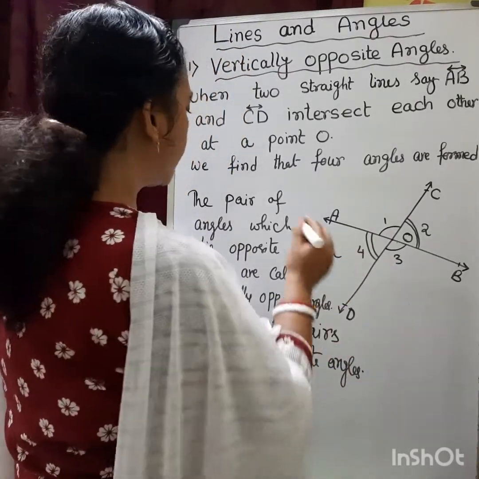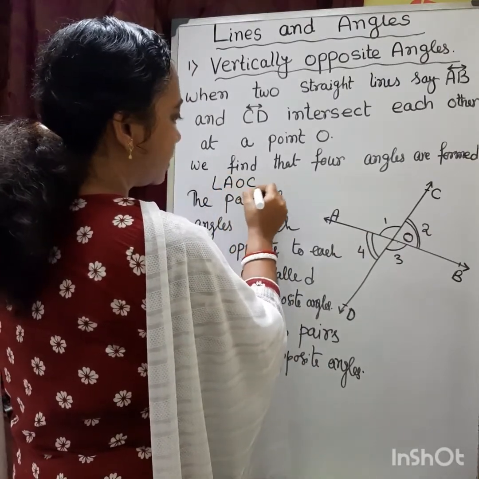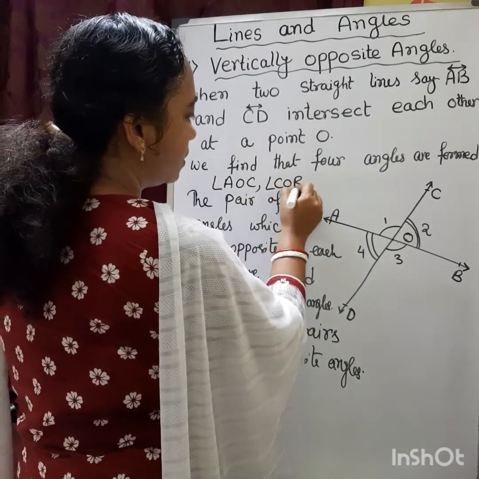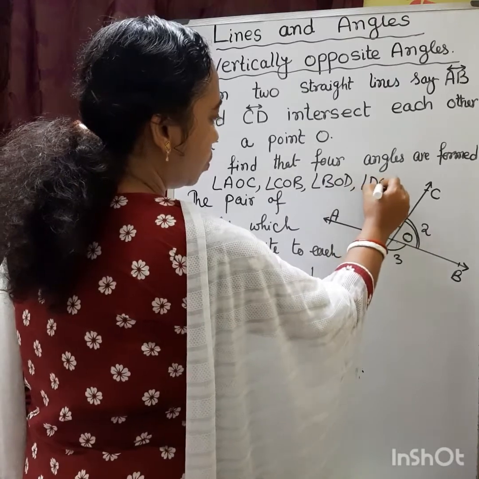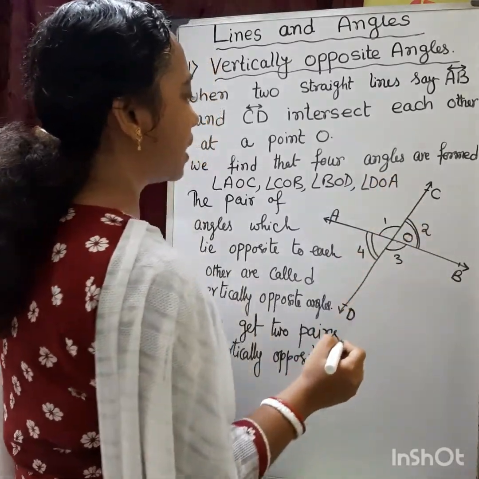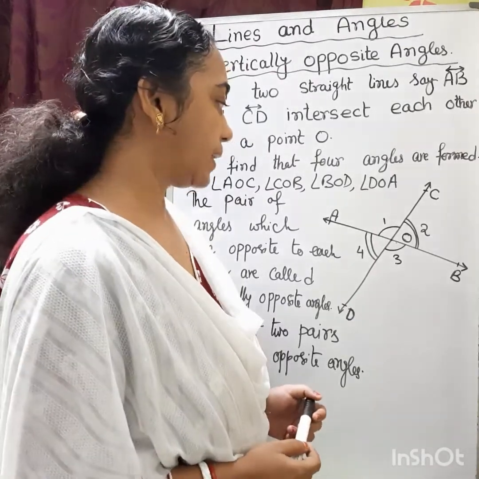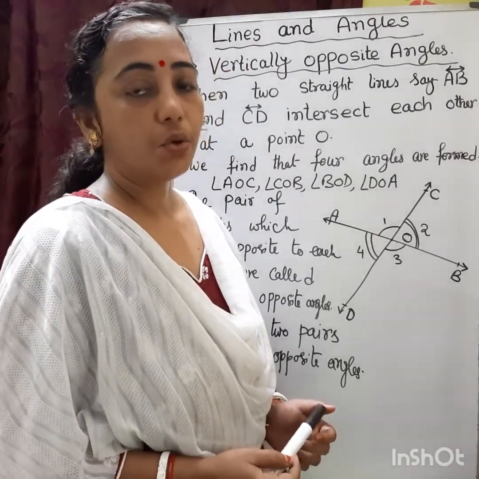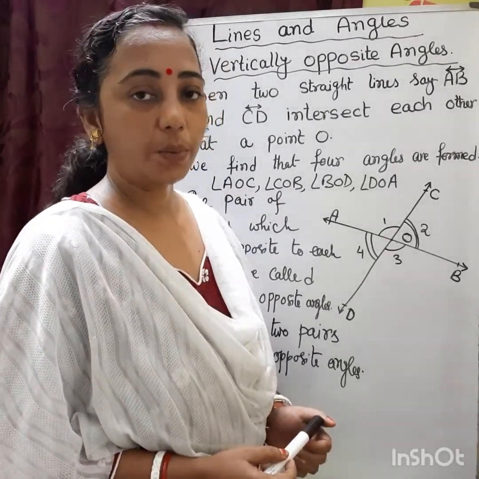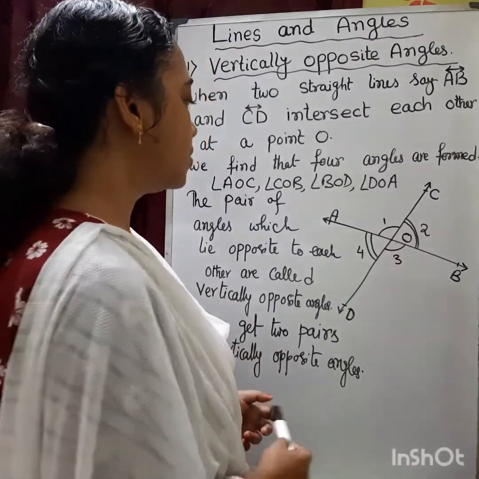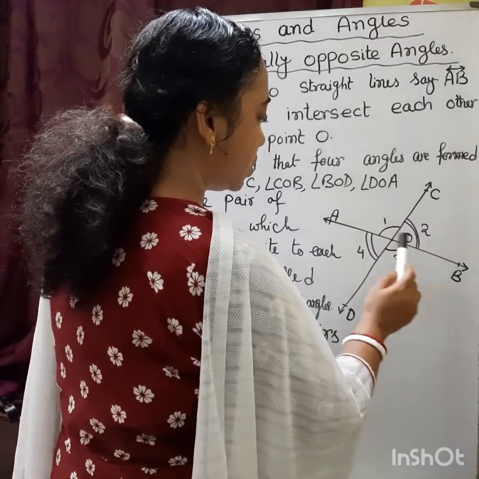So here we can name them. The four angles formed are angle AOC, then angle COB, then angle BOD, and angle DOA. So here four angles are formed. Now, out of these four angles, the pair of angles which lie opposite to each other are called vertically opposite angles. So in this figure, angle AOC is opposite to the angle BOD.